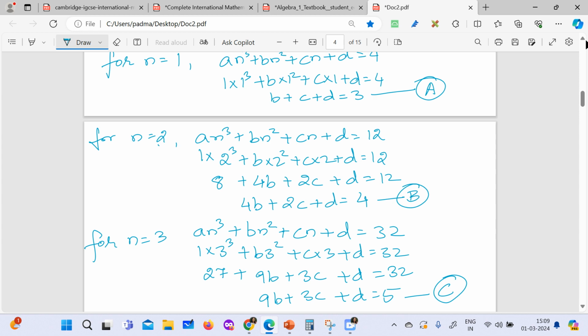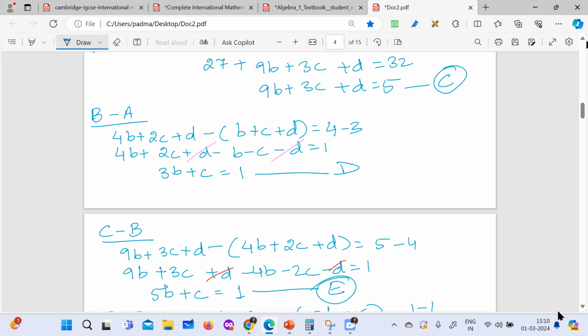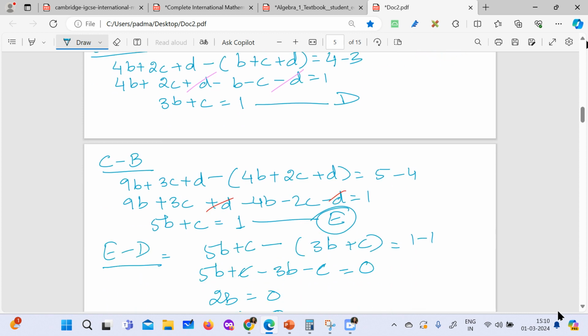Then we substitute n is equal to 2, and when you substitute all the values you get another equation: 4b plus 2c plus d is equal to 4, mark it as b. Then we substitute n is equal to 3, and hence you get the c equation. And then next step is you have to do b minus a, then you get one more equation, and this is reduced. In the previous equation you have d everywhere, here you have just two variables, 3b plus c. And when you do c minus b you will get another equation in two variables, that is 5b plus c. Now these two equations will help you to figure out the value of b.